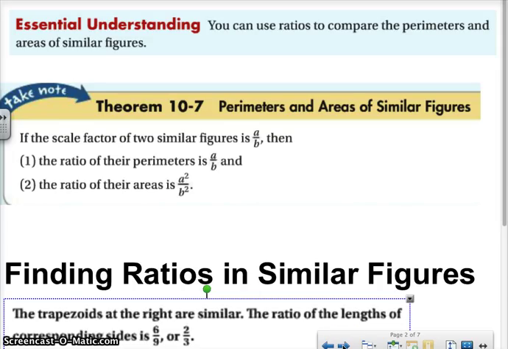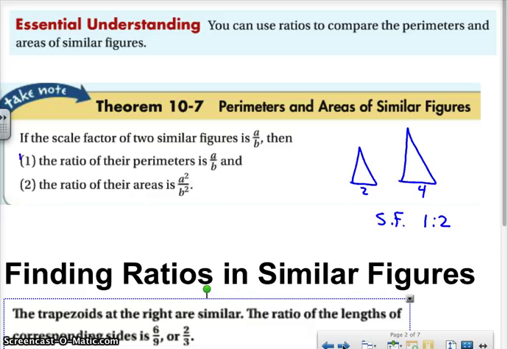You can use ratios to compare the perimeters and areas of similar figures, and right here is the big idea of the entire section. You can figure out what the area or the perimeter is given just a couple pieces of information. So if you have two figures that are similar and you know one of the side lengths, or if you know the scale factor, which here would be 1 to 2, then you know a couple things.